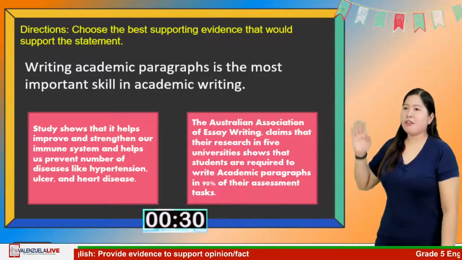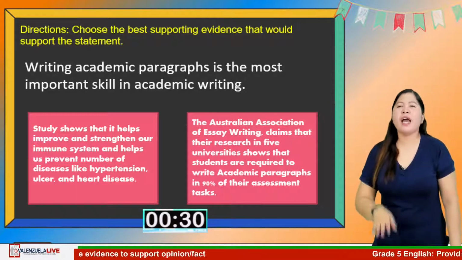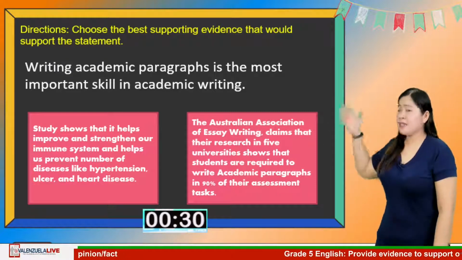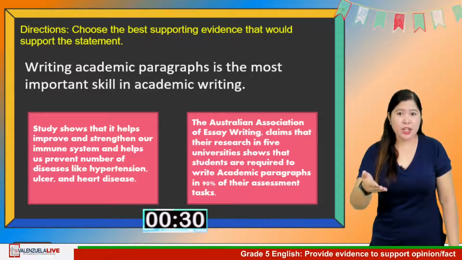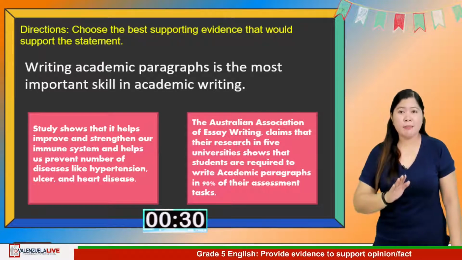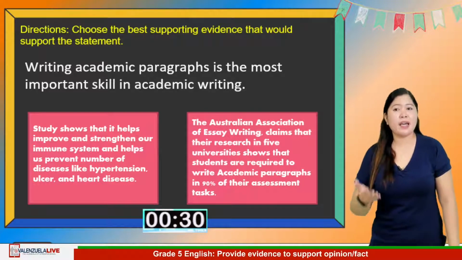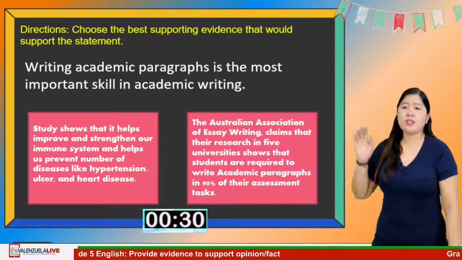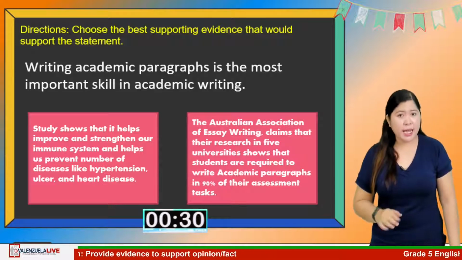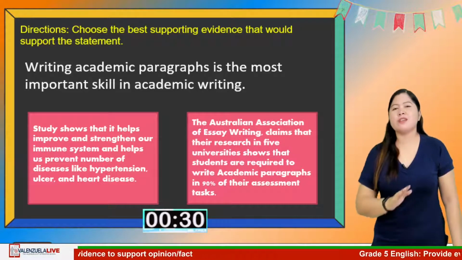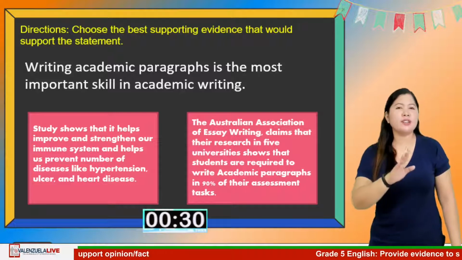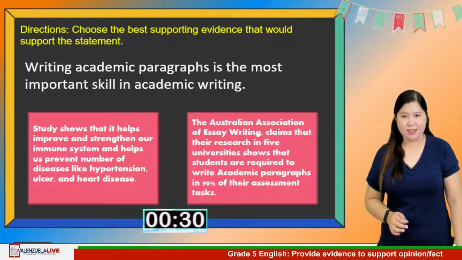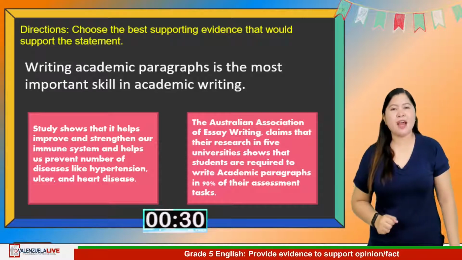Writing academic paragraphs is the most important skill in academic writing. So, which one fits the statement? Is it study shows that it helps improve and strengthen our immune system and help us prevent number of diseases like hypertension, ulcer, and heart disease? Or is it the Australian Association of Essay Writing claims that their research in 5 universities shows that students are required to write academic paragraphs in 90% of their assessment tasks? You have 30 seconds to share your answers.